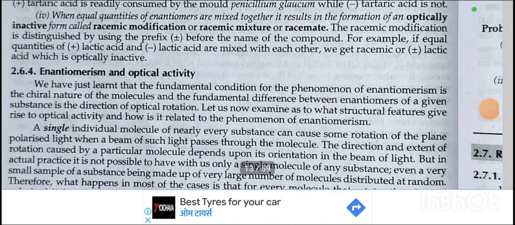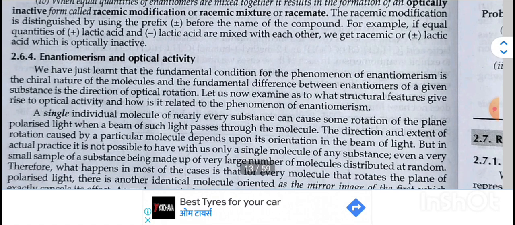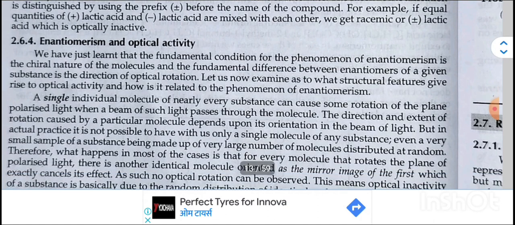When equal quantities of enantiomers are mixed together, it results in the formation of an optically inactive form called a racemic modification, racemic mixture, or racemate. The racemic modification is distinguished by using the prefix plus-minus before the name of the compound. For example, if equal quantities of dextro lactic acid and levo lactic acid are mixed with each other, we get racemic lactic acid in the same amount, which is optically inactive.